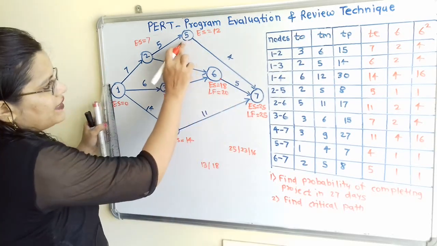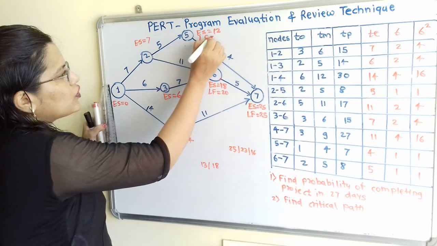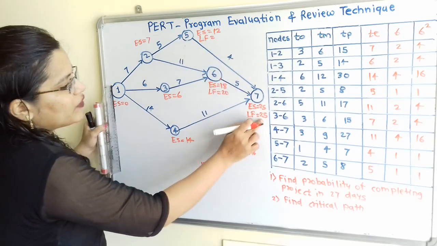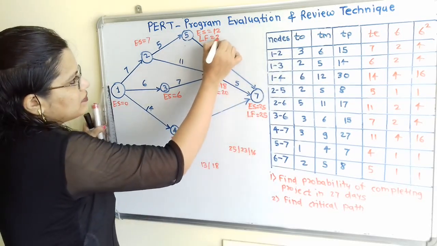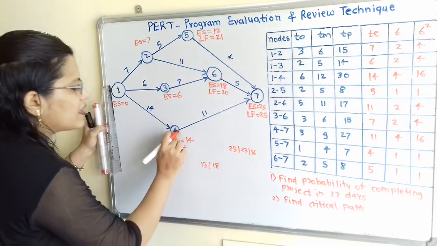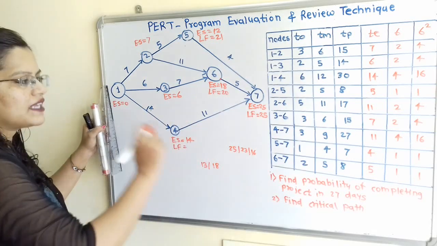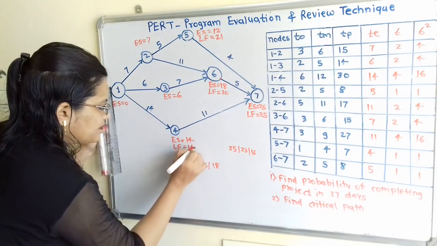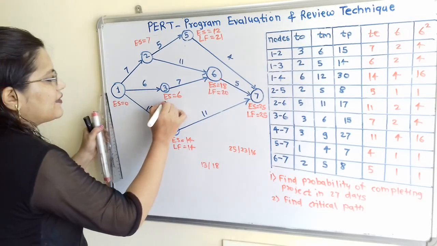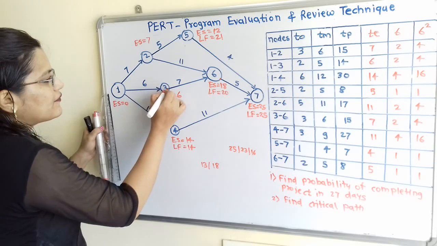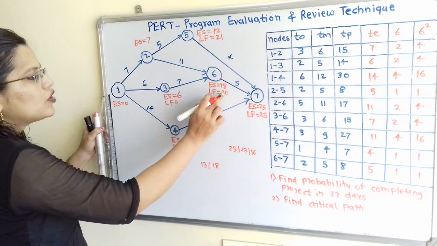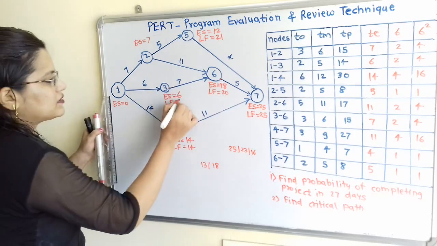Now at node 5, LF is equal to, so only one arrow starting, and this arrow has duration 4. 25 minus 4, that is 21. Now after that, node 4 LF. Here is only one arrow starting. 25 minus 11, that is 14. Now we will move to the next node, that is node 3. Here also only one arrow starting. If we observe, this arrow moves towards node 6. So 20 minus 7, that is 13.